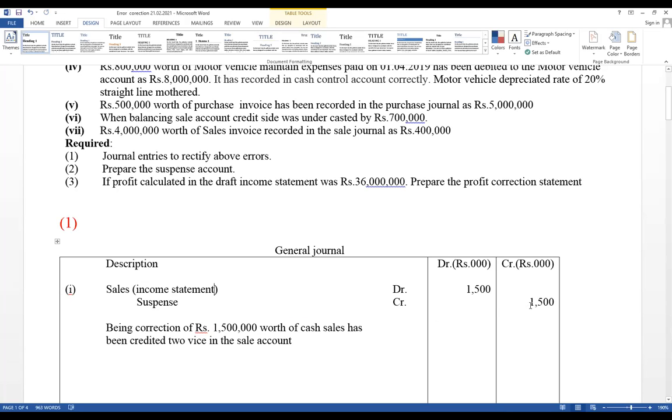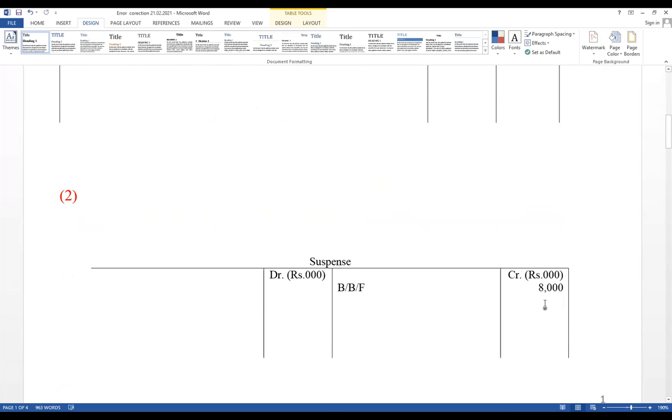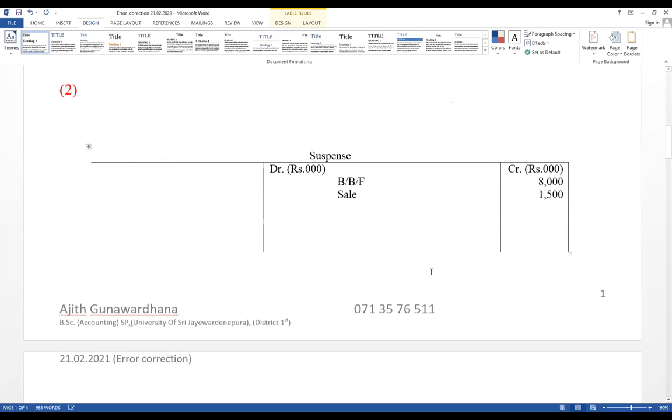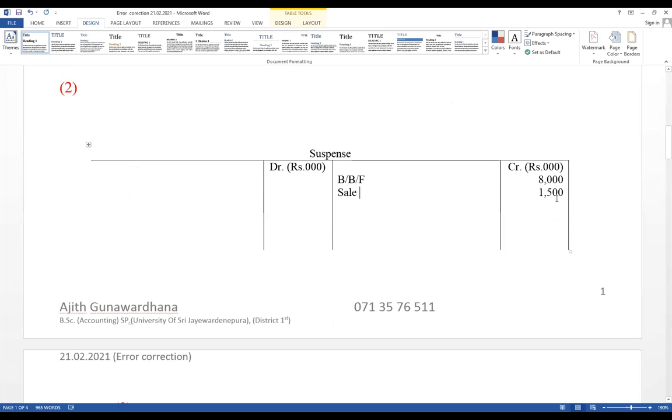Suspense account credit 1500. Therefore, suspense account should be recorded on the credit side, 1500. The name of the other ledger account, sales, should be recorded in the description on the credit side of the suspense account. Therefore, record in the suspense account also: suspense account credit 1500, description as sales. Think about double entry. It should be recorded on the credit side, but in the description we have to write the name of the other ledger account.